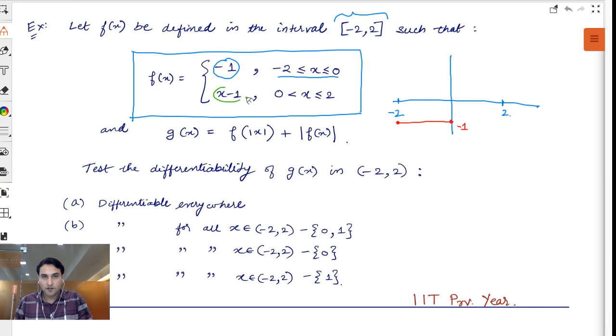x minus 1 between 0 and 2. So what is x minus 1? The y intercept is -1. Okay? And it goes like this. At 2 the value will be 1 and it will pass through 1. That's it. So this portion of the graph is x minus 1, and this portion of the graph is what? This is y is equal to -1. So this is the graph of fx.